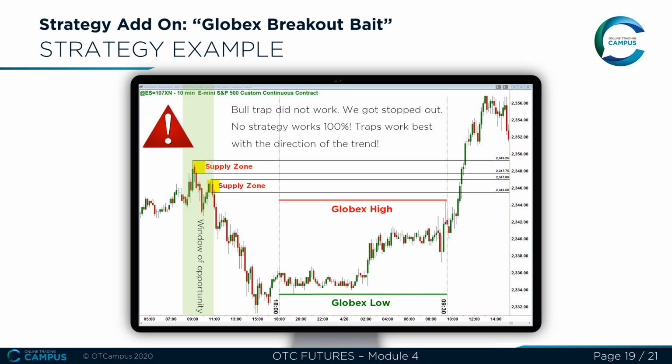Here's another example. GLOBEX high and low highlighted there. Now take a look at this one. Similar scenario in that you have the GLOBEX high and low. Price broke out above the GLOBEX high. We did have a supply zone off to the left over there, but look what happened. It kept going higher. So the bull trap did not work.